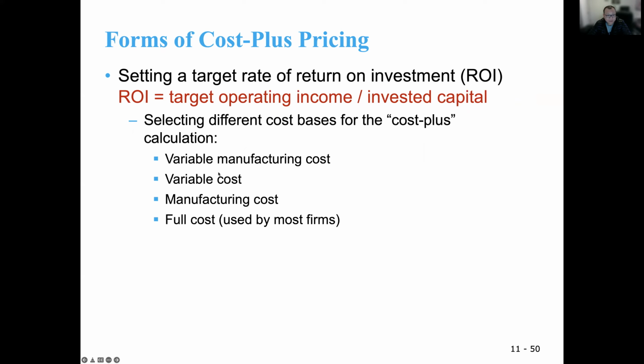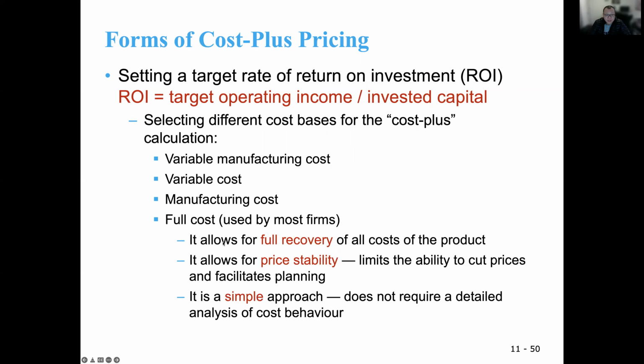You can use different costs, for example, variable manufacturing cost, variable cost, or the full cost. Full cost means the absorption cost. Last week, we learned how to calculate absorption cost. The full cost is used by most of the firms because it allows for full recovery of all costs of the product. It allows for price stability, because the full cost is absorption cost, so the cost will be relatively stable. And it's also a simple approach. So full cost is used by most of the firms.